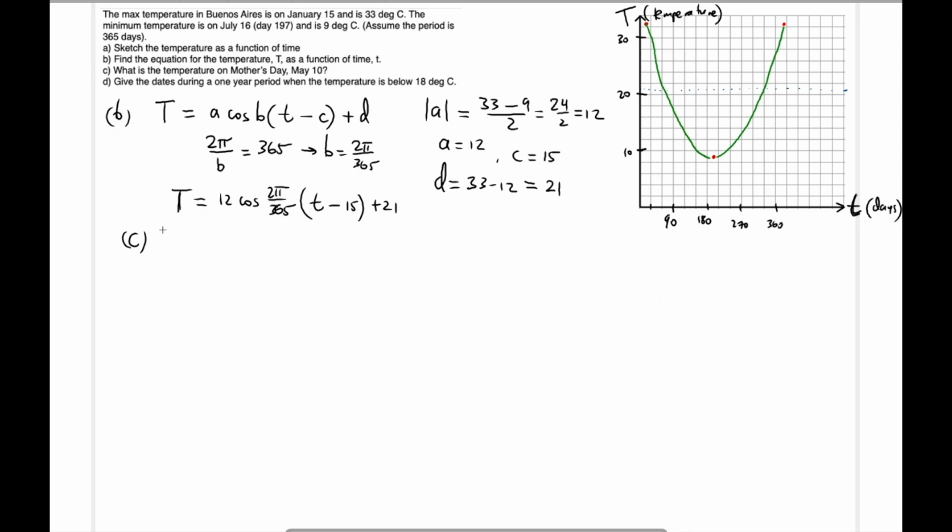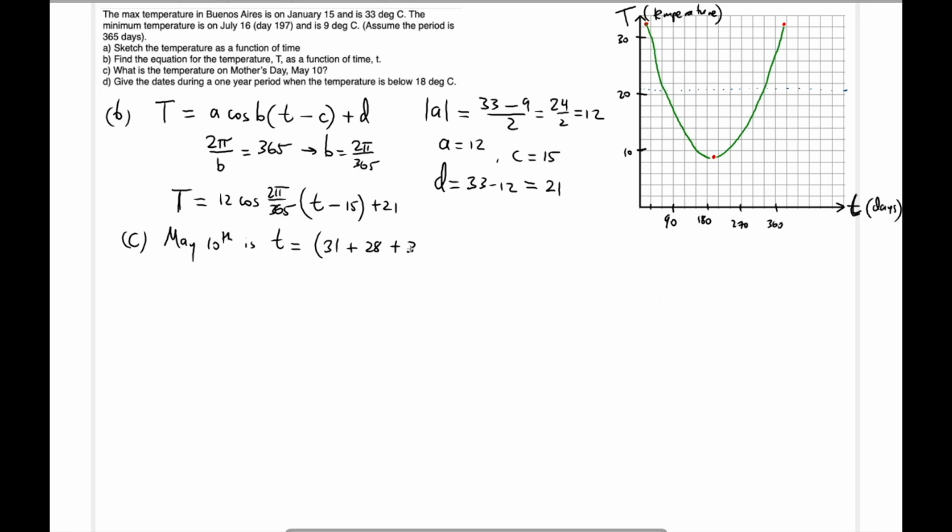Okay, so now we're ready to answer more questions. This says, what is the temperature on Mother's Day, May 10th? All right, so May 10th, let's figure out what t-value that is. So we know 31 days in January, 28 days in February, because the period is 365, so we assume it's not a leap year, so February has 28 days in a regular year, right? Three out of four years have 28 days in February.